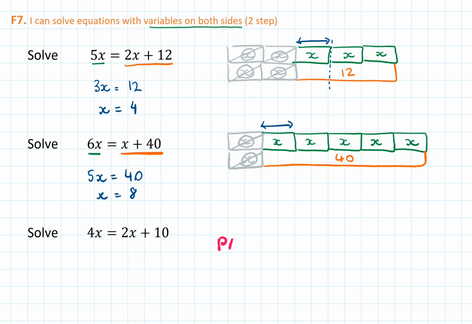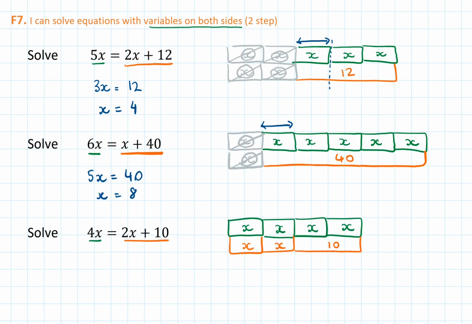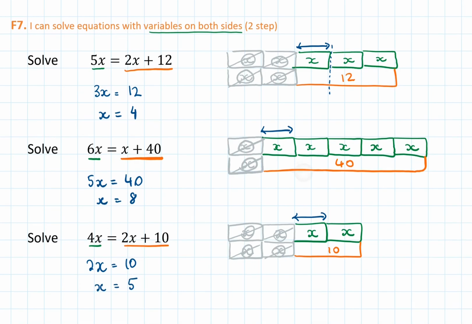Pause the video now and have a look at the last question. Can you work it out? This will be my bar model. 4x on the left-hand side equals 2x plus 10 on the right-hand side. We can cross out what is equal, and we now realize that 2x equals 10. Therefore, we can work out how much is 1x by just halving 10. x equals 5. Don't forget to line up your work and the equal signs in a straight line to make your work neat, tidy, and easy to follow.